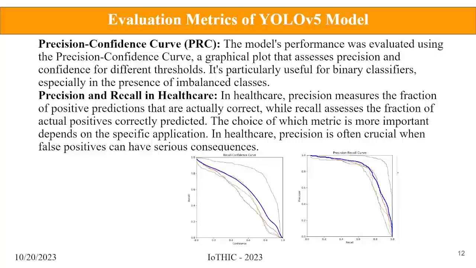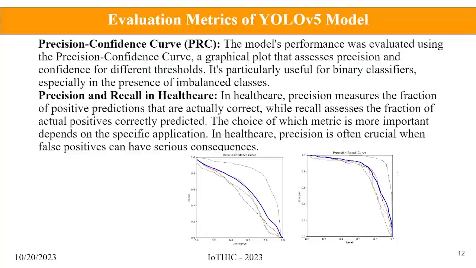So when it comes to evaluation metrics, how do we know if YOLO V5 is doing its job well? We can understand this by using a method called the precision confidence curve. It's like a progress report that tells us how good the predictions are. It measures precision, which is like saying how many of my answers are right, and it measures recall, which is like saying, am I catching all the right answers? In healthcare, precision is a big deal, especially when a false positive could mean unnecessary treatments.